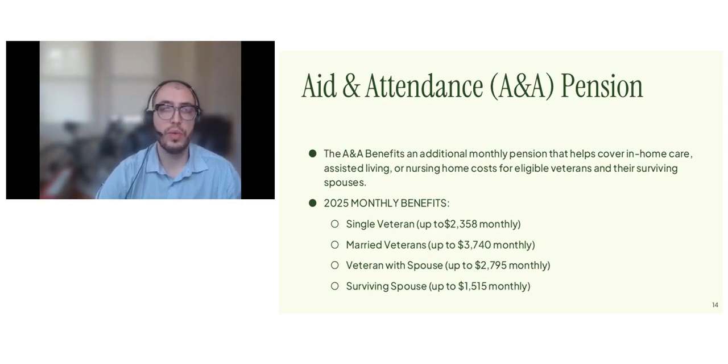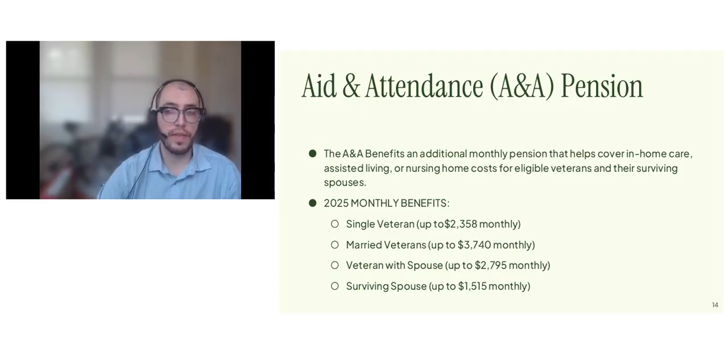So the 2025 monthly benefits are as follows. For a single veteran, up to $2,358 a month is what they can receive. Married veterans are able to receive $3,740 a month. Veterans with a spouse, so one veteran and one civilian spouse, can receive up to $2,795 a month.